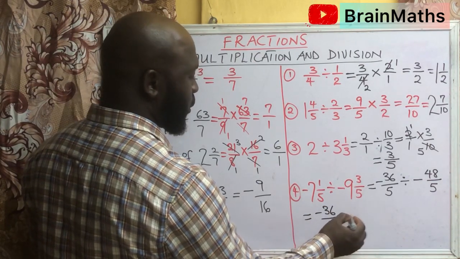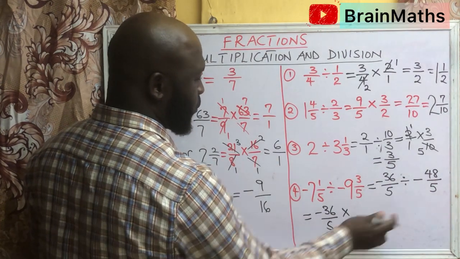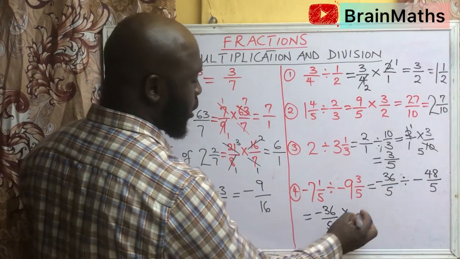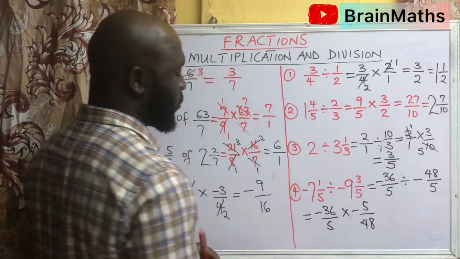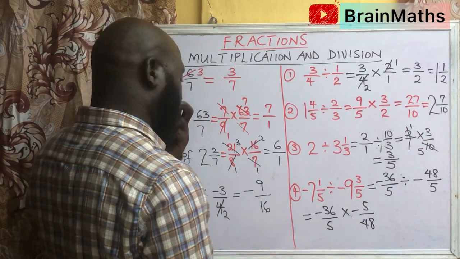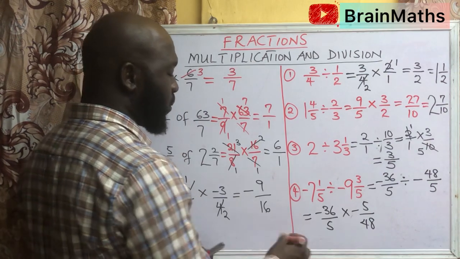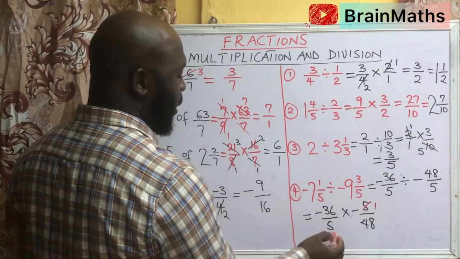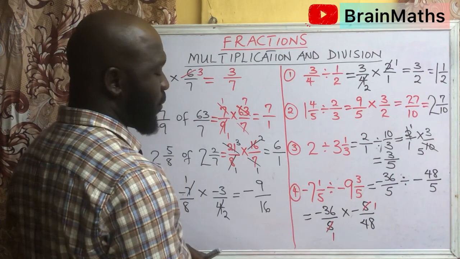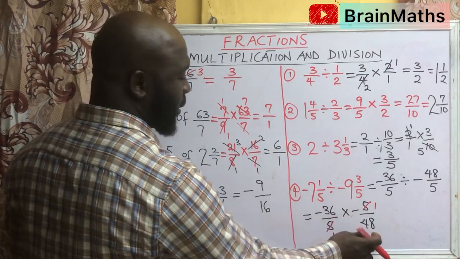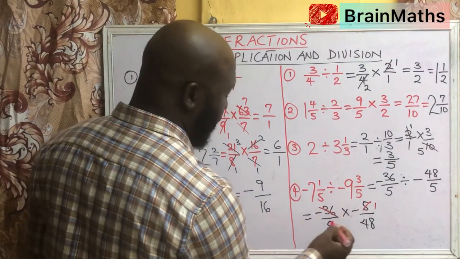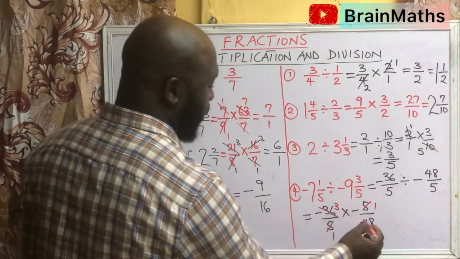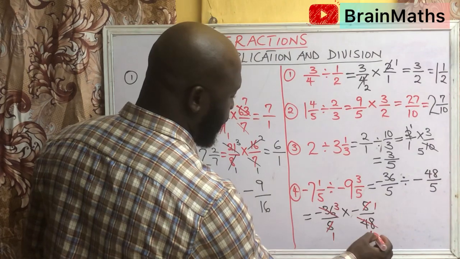Then we change the division sign into multiplication, and that will lead us to minus 36 over 5 times, the two of them changing position, minus 5 over 48. So the next thing is to cut out the common terms. 5 in 5, 1. 5 in 5, 1. Looking at 36 and 48, 12 is common to the two of them. How many 12 can we get in 36? 3. 12 in 48, 4.